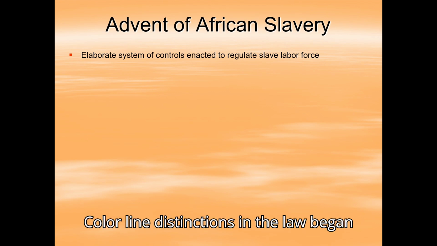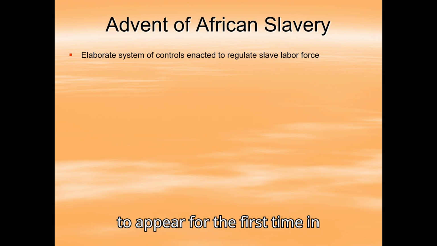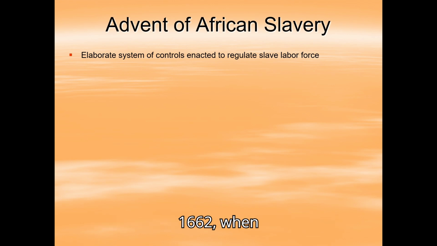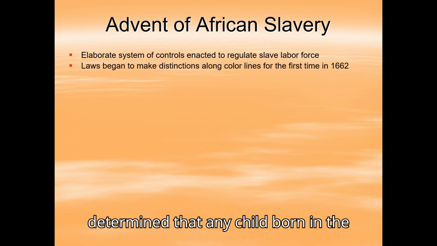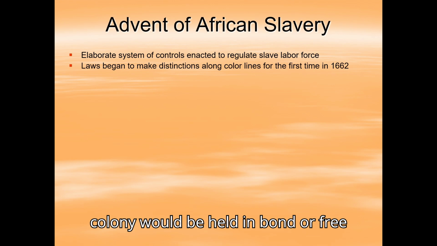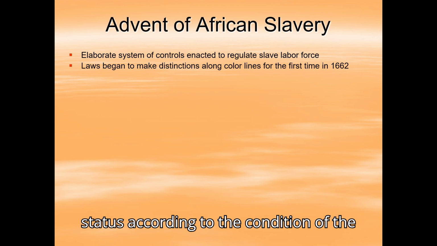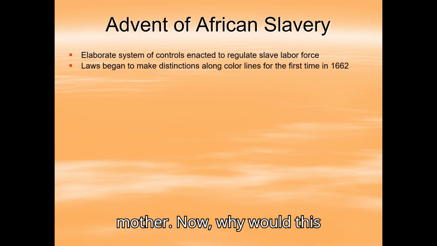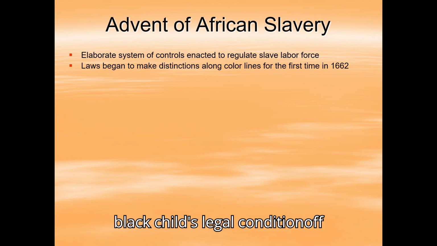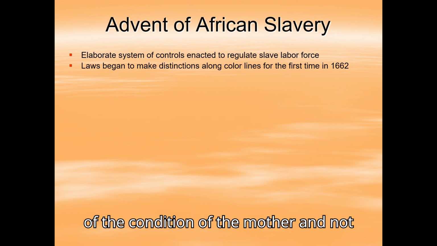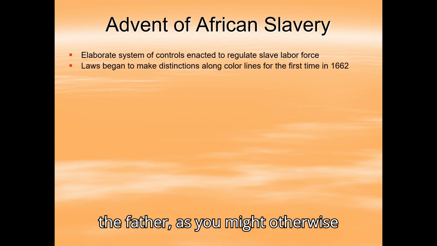Color line distinctions in the law began to appear for the first time in 1662 when Virginia's colonial legislature determined that any child born in the colony would be held in bond or free status according to the condition of the mother. Now, why would this otherwise patrilineal society base a black child's legal condition off of the condition of the mother and not the father, as you might otherwise expect?